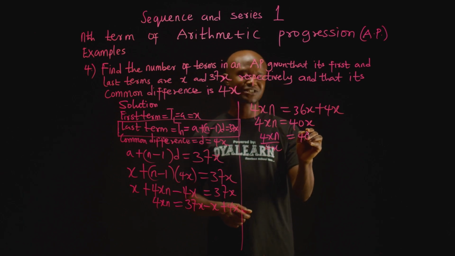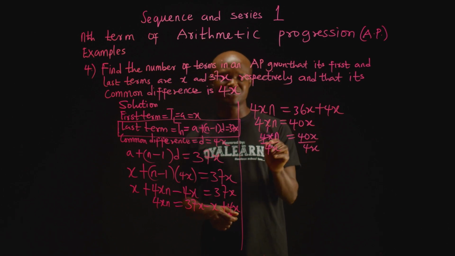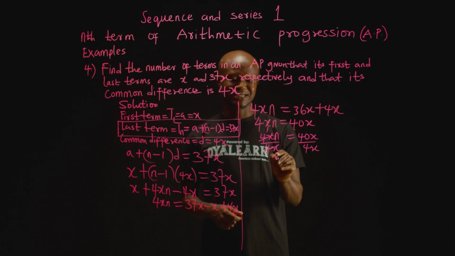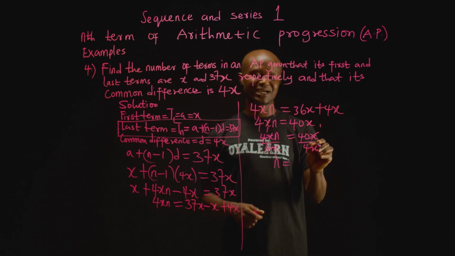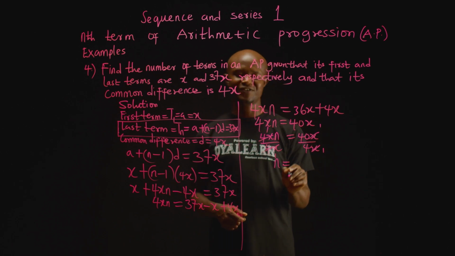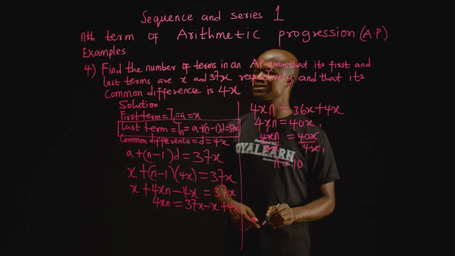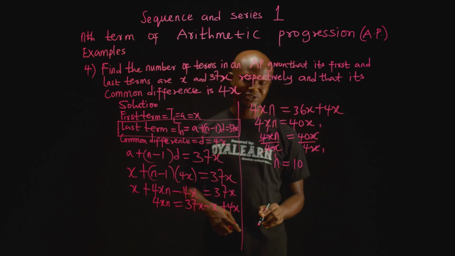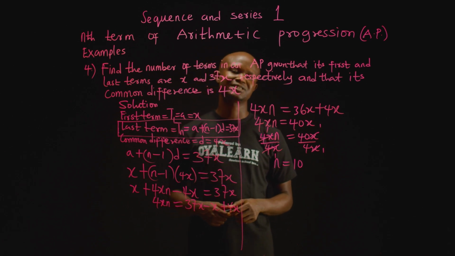So we have here 40x divided by 4x. 4x here 1, 4x here 1. Then n equals what? x here 1, x here 1. 40 divided by 4, that will give us 10. So it means that the value of n equals 10, which represents the number of terms in the AP.